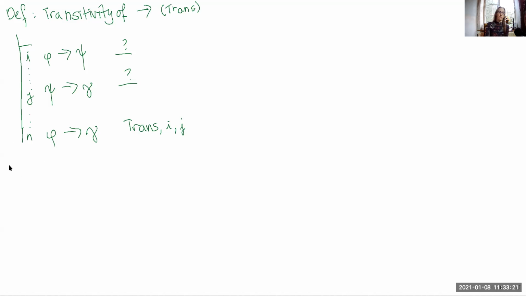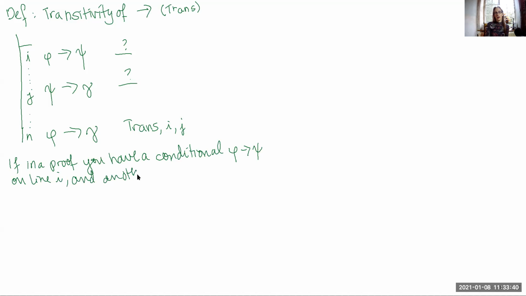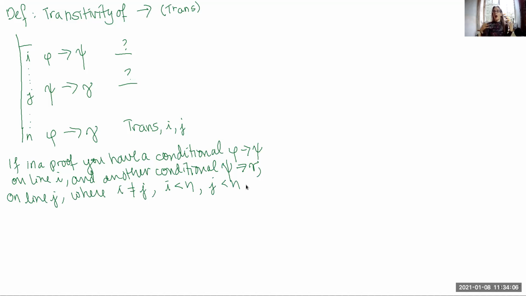Let me write it out so you've also got the written rule. If in a proof you have a conditional, phi implies psi on line I, and another conditional that has as its antecedent the consequent of the first one, so psi implies gamma, on line J, where our usual notes apply: lines I and J cannot be the same, I needs to occur before line N, and J needs to occur before line N. It doesn't matter whether I or J comes first. You could have the second conditional before the other one. Order doesn't matter here.